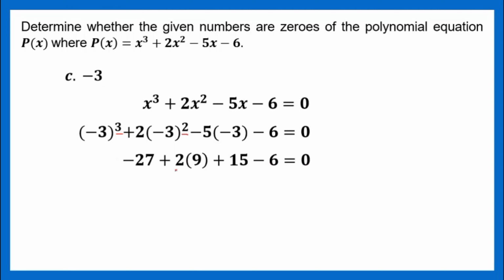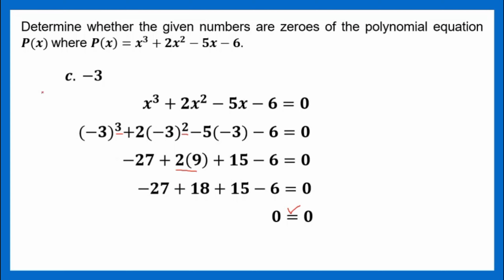Tapos, times muna natin ito. Negative 27 plus 18 plus 15 minus 6 is equal to 0. Negative 27 plus 18, the answer is negative 9. Plus 15, the answer is 6. Minus 6, the answer is 0. 0 is equal to 0, which is correct.